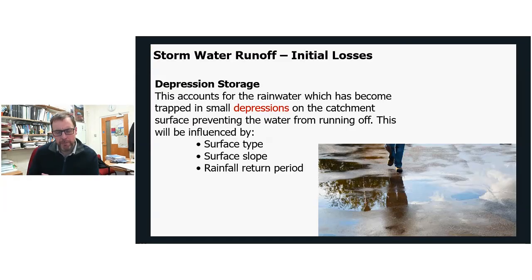We also have depression storage. So this is where the uneven surfaces in urban areas can be used to collect water, like in the picture, the bottom right here. This varies based on surface type, surface slope, because obviously a sloping surface, if the surfaces are even, there's less areas where the water can collect, and rainfall return period. High intensity events mean that the depression storage doesn't fill because the water splashes out.